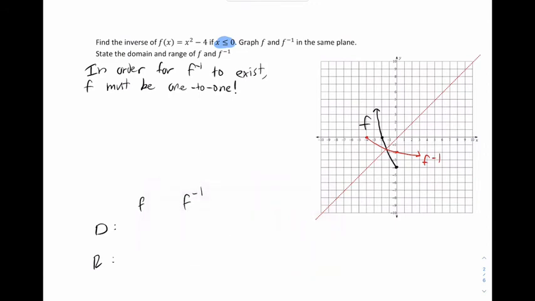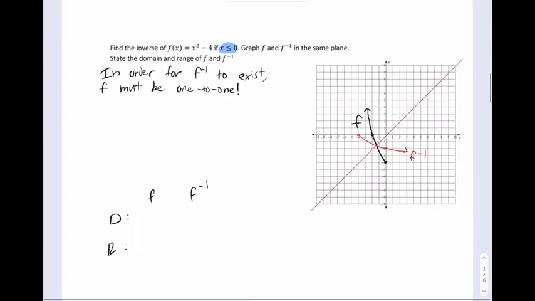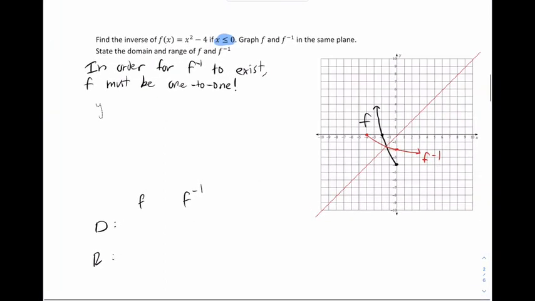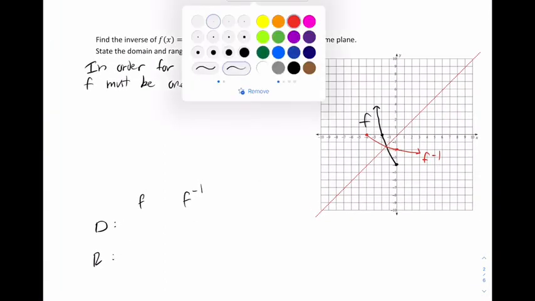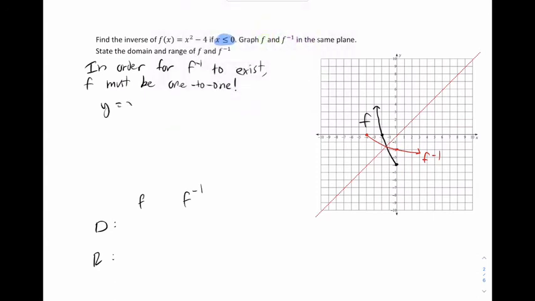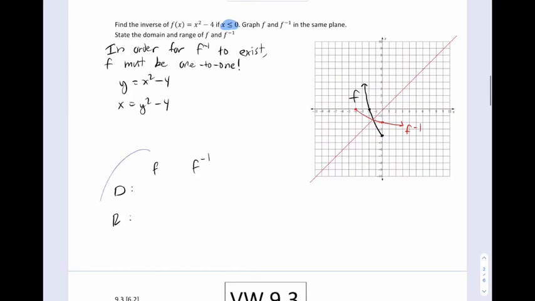So before we do domain and range, let's actually do the algebra, because algebra is kind of interesting here. You have y equals x squared minus 4. If you switch it, you get x equals y squared minus 4. So notice how the squared stays. You simply switch x and y. And now we're going to notice something kind of weird.